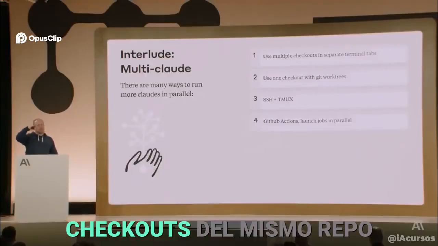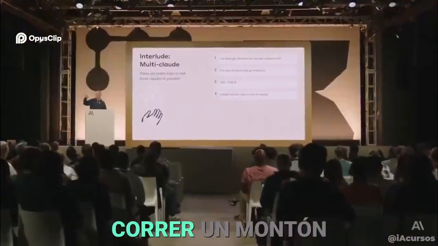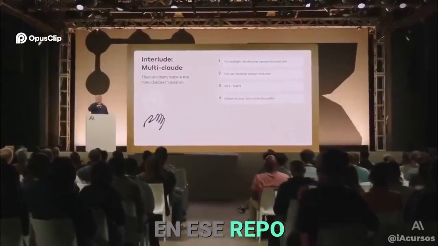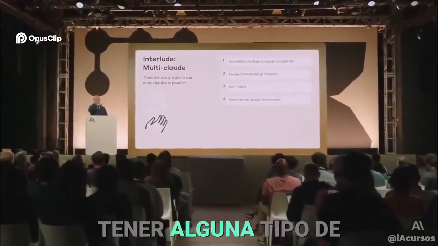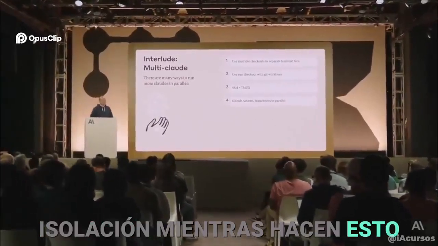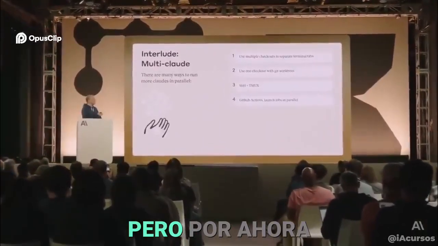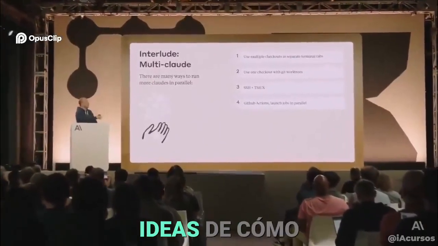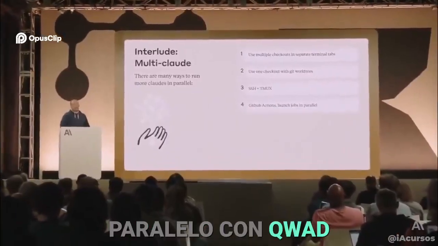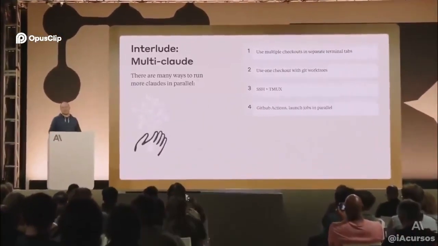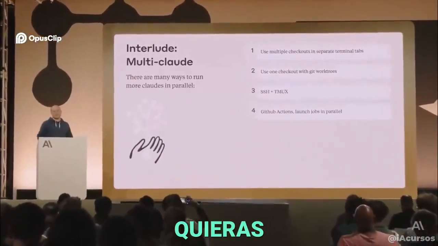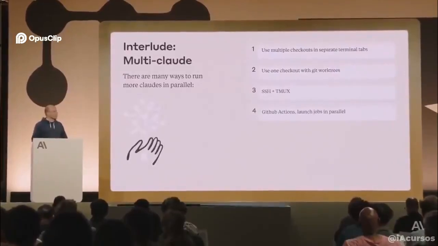They're going to have a bunch of checkouts of the same repo so that they can run a bunch of Claudes in parallel in that repo. Or they're using Git work trees to have some kind of isolation as they do this. And we're actively working on making this easier to use, but for now, these are some ideas for how to do more work in parallel with Claude. You can run as many sessions as you want, and there's a lot that you can get done in parallel.